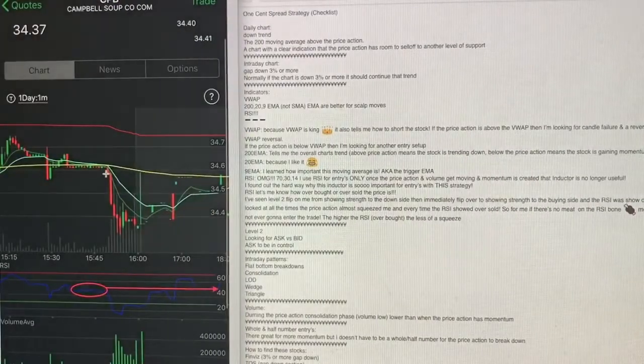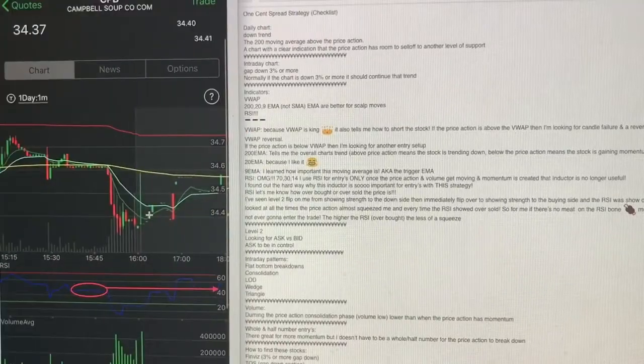So the 20 moving average is important. I like it. I learned it from Bully Bear, so I added it. I like how it looks on the chart. Sometimes it shows that the price action can pull back to it if it gets away from it, and vice versa. So I like using the 20.